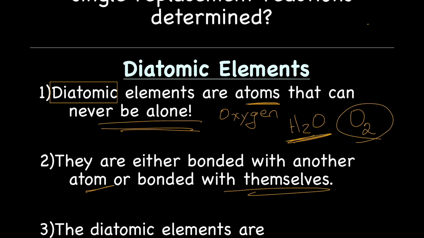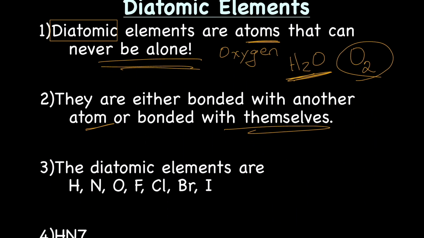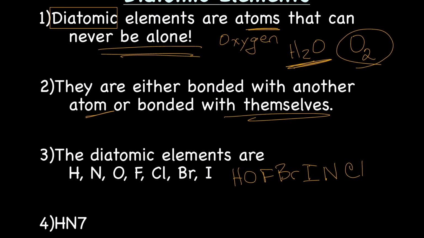All right, so the diatomic elements are hydrogen, nitrogen, oxygen, fluorine, chlorine, bromine, and iodine. And I gave you guys 2 different ways to remember those. The first is remembering the word Hofbrinkel: hydrogen, oxygen, fluorine, bromine, iodine, nitrogen, and chlorine. That's the most common way to remember it.